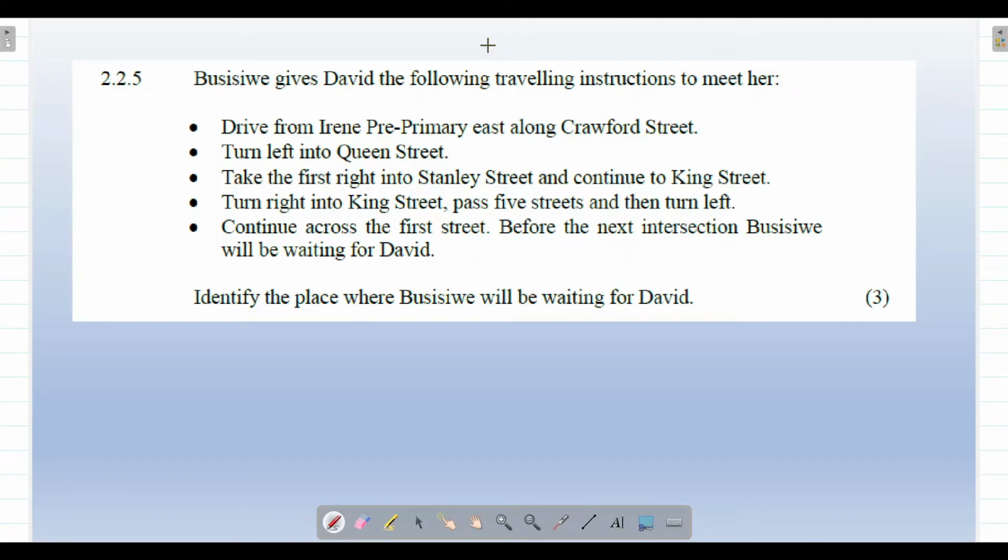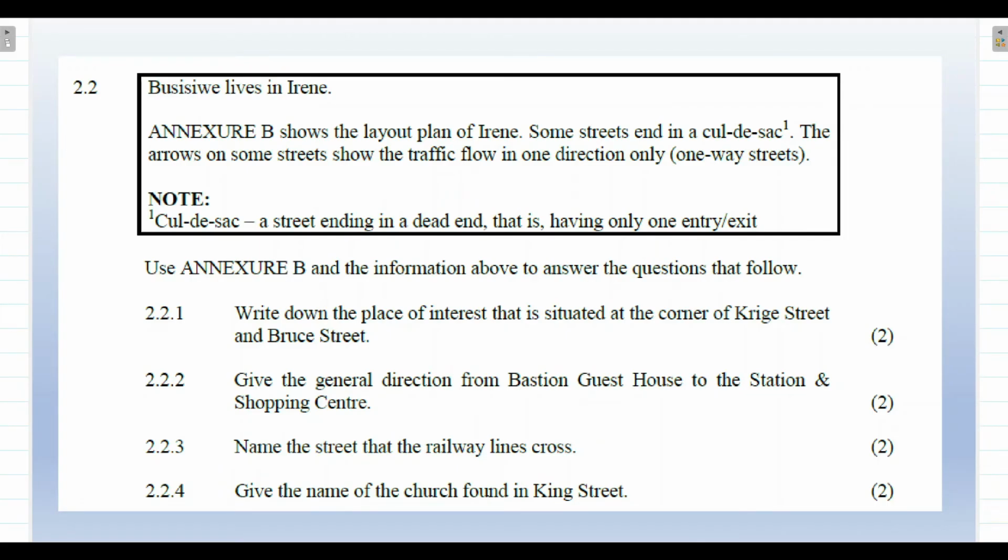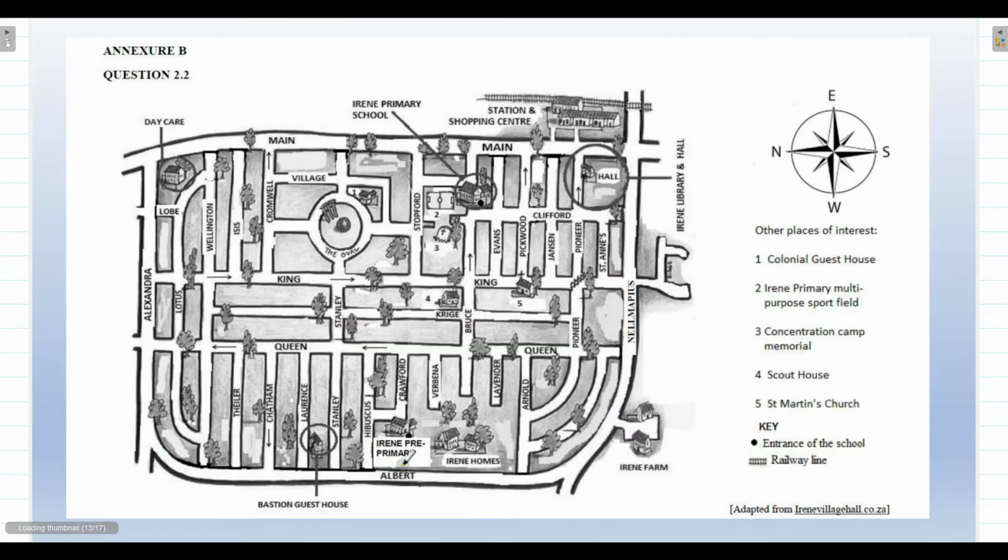All right. So we need to identify the place where Busisiwe will be waiting for David. Okay. So the first instruction that Busisiwe gave David, from our question 2.2.5, is that David needs to drive from Irene Pre-Primary East along Crawford Street.